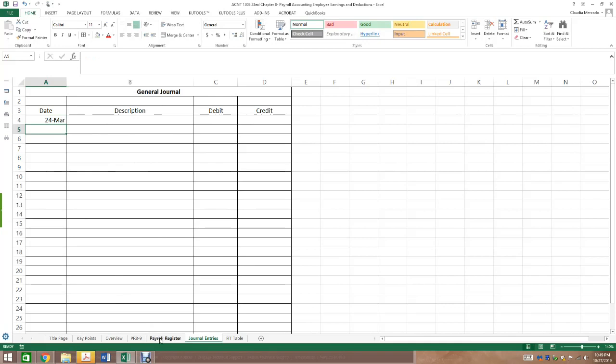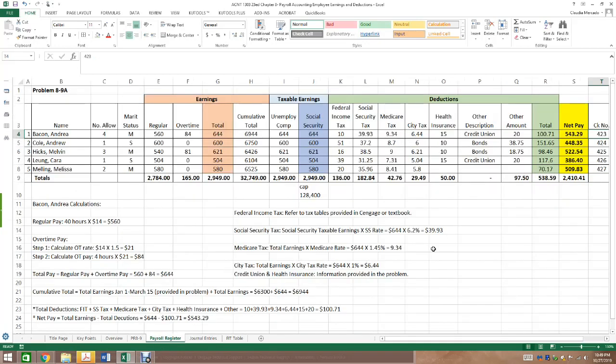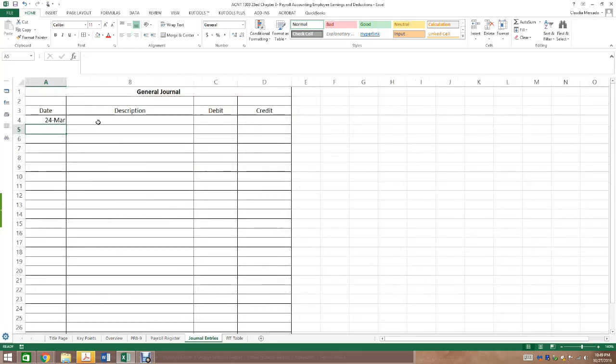If your payroll register is complete and correct, then you will have no issues completing this. It's basically copying and pasting your information from here. The first thing we have to do is enter the amount of the actual wages and salaries expense for the period. How much is it costing the company to have these 5 employees work for them? Wages and salaries expense.